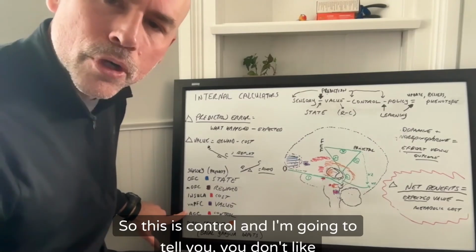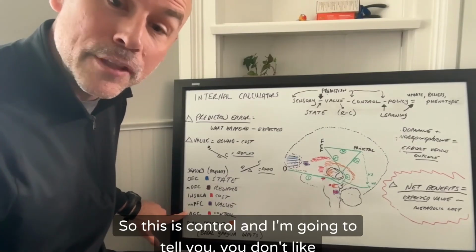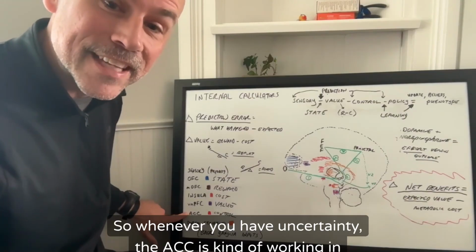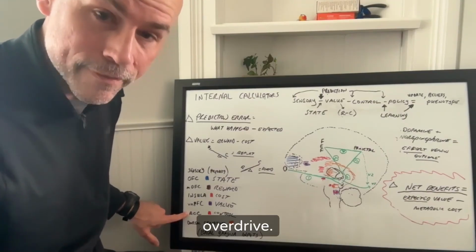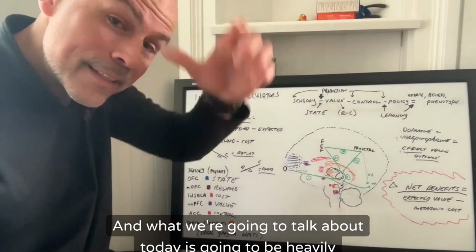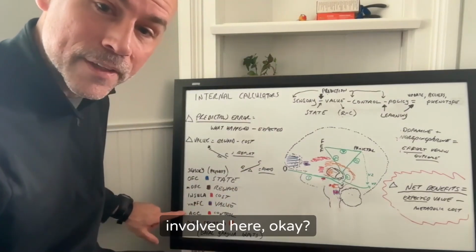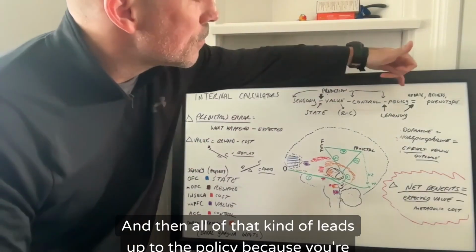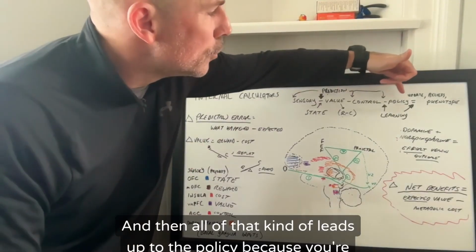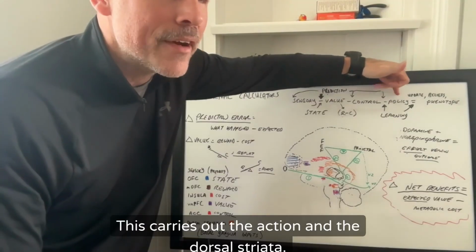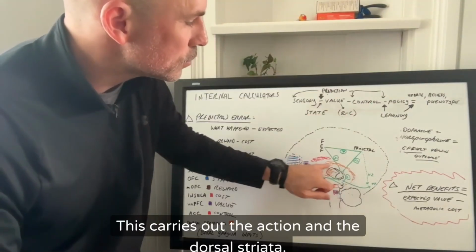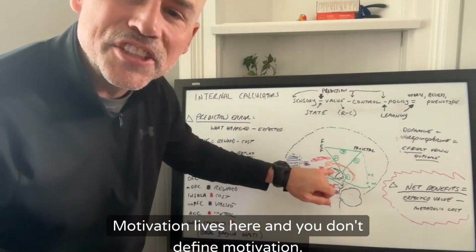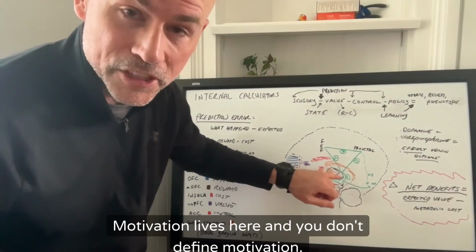So this is control, and I'm going to tell you, you don't like uncertainty. Whenever you have uncertainty, the ACC is kind of working in overdrive. And what we're going to talk about today is going to be heavily involved here, okay? And then all of that leads up to the policy, because you're going to do what you do. This carries out the action in the dorsal striatum. Remember, from the basal ganglia episodes, motivation lives here, and you don't define motivation.